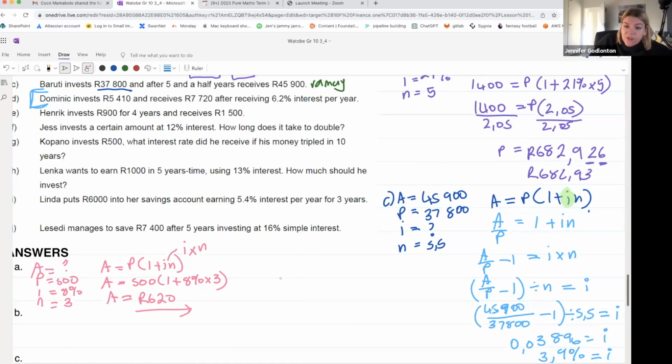Okay, so let's try and do this with values. So I'm going to do 45900 is equal to 37800 plus I, which we don't know, times 5.5. Okay. So the first thing we're going to do is we're going to divide by this 37800. So we're going to say 45900 divided by 37800.